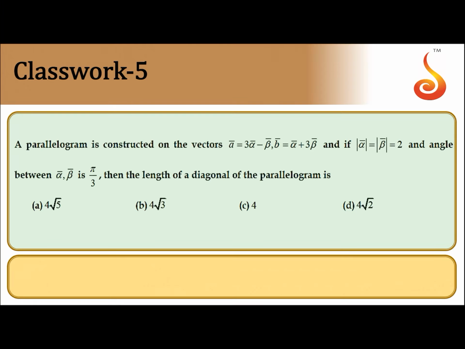Yes, answer. Coming to the next one, a parallelogram is constructed on the vectors A and B. If alpha and beta have magnitudes 2 each and the angle between them is pi by 3, then find the length of the diagonal of the parallelogram. A and B are given in terms of alpha and beta. So of course this is a parallelogram with A, B. A is equal to 3 alpha minus beta and B is equal to alpha plus 3 beta, and alpha, beta both have magnitude 2 and the angle between alpha and beta is pi by 3. And you are required to find the length of the diagonal of the parallelogram.